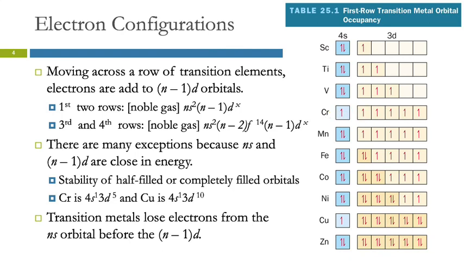Yes? Is that probably why chromium has so many different oxidation states? I honestly don't know. Manganese has a lot too. I think it's just because they have so many electrons there. They have more they can lose.